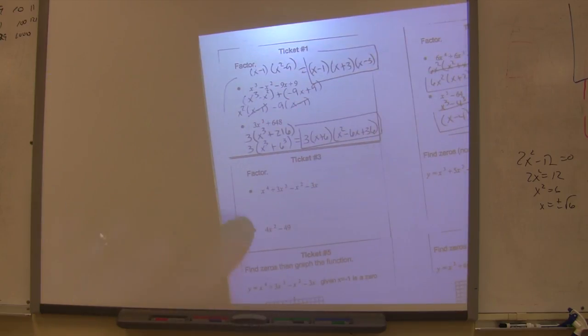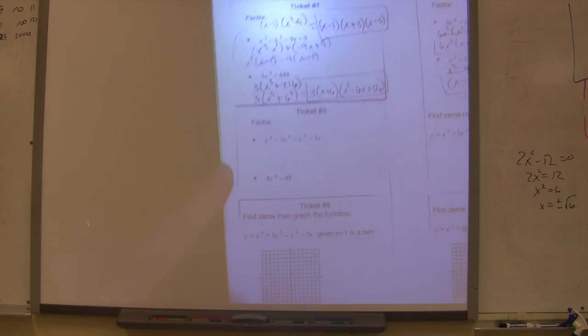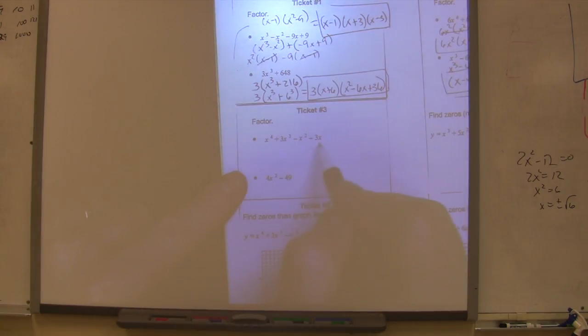The last factoring set on ticket 3. So again, I'm going to check for greatest common factor. I can pull an x out, and I get x cubed plus 3x squared minus x minus 3. It's 4 terms, so I'm going to try and group that. So I still have that x out front. I'm going to group the x cubed and 3x squared together, plus, and then negative x minus 3.